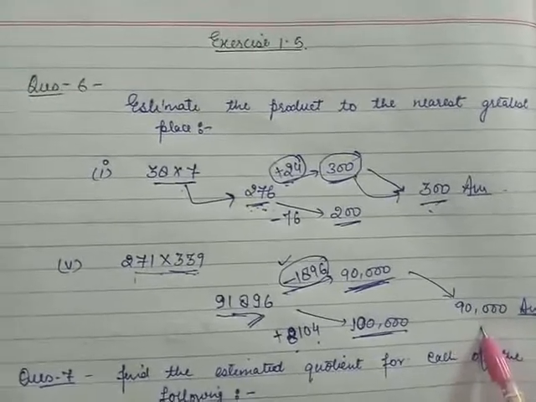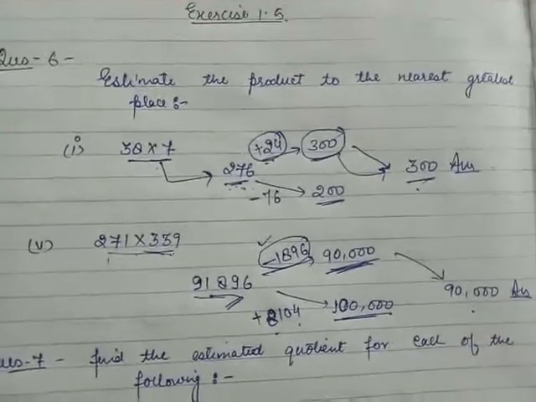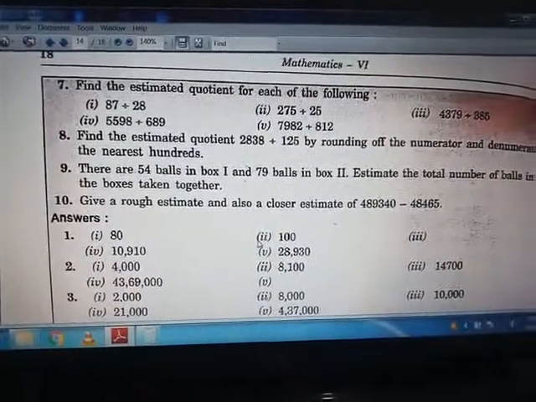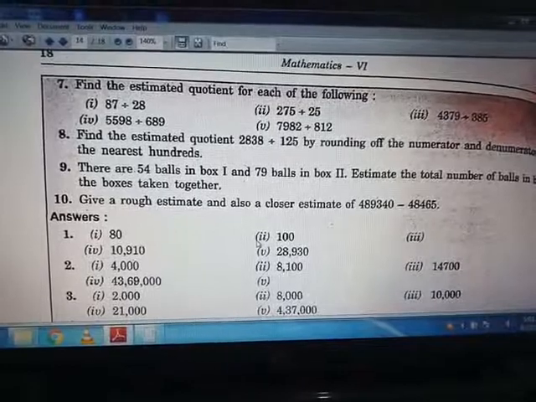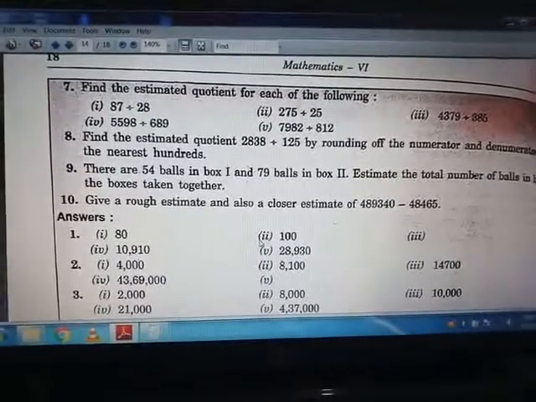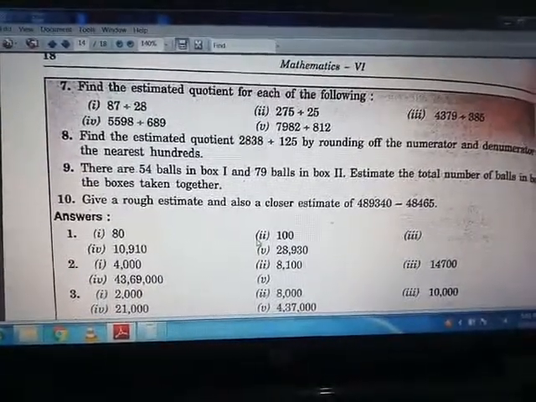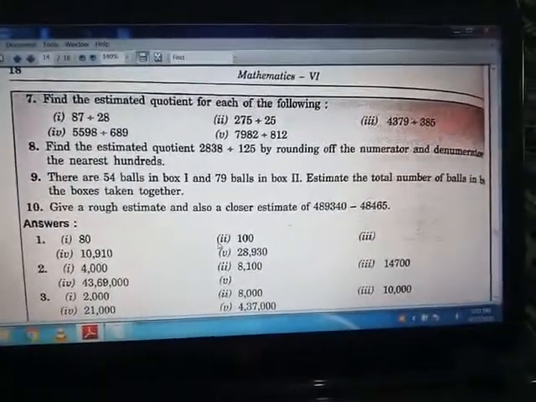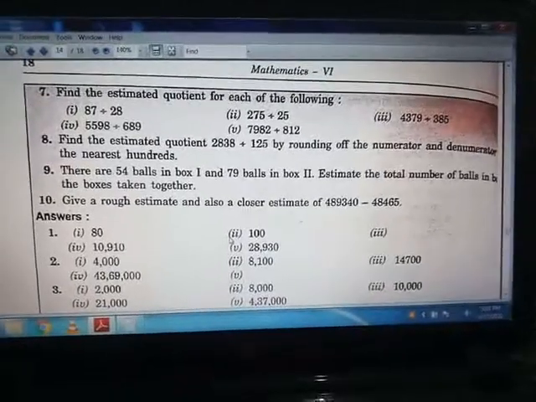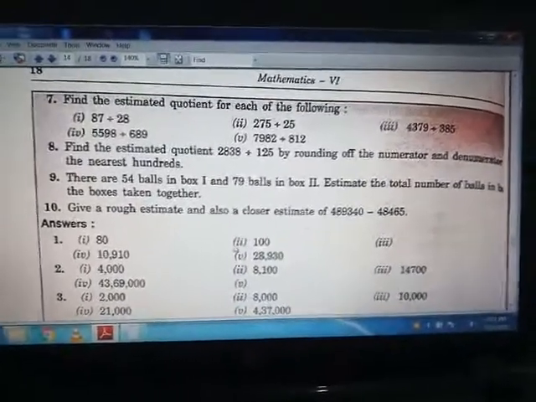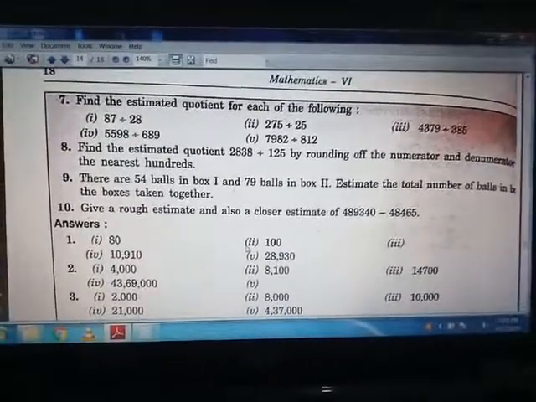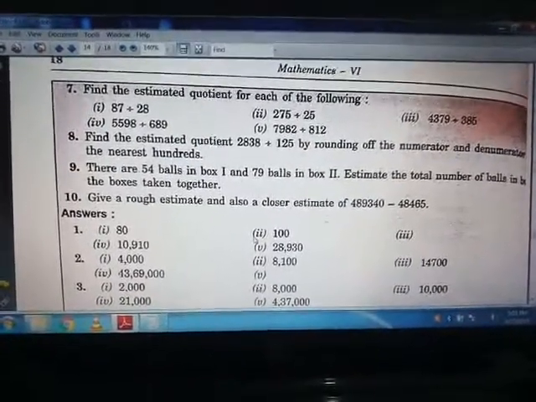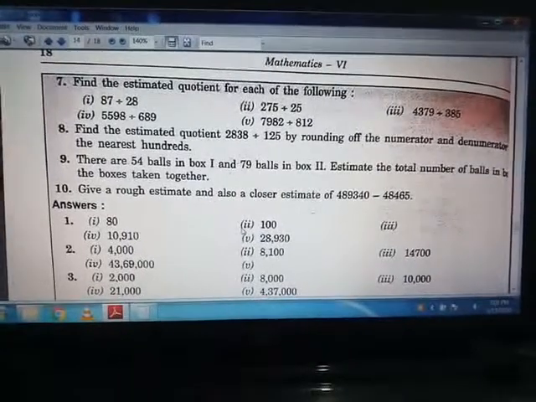Now moving ahead to question number 7. Here you have to find the estimated quotient for each of the following. In this question, you have to first divide the numbers, and then you will find the estimated quotient. Let's do the question.